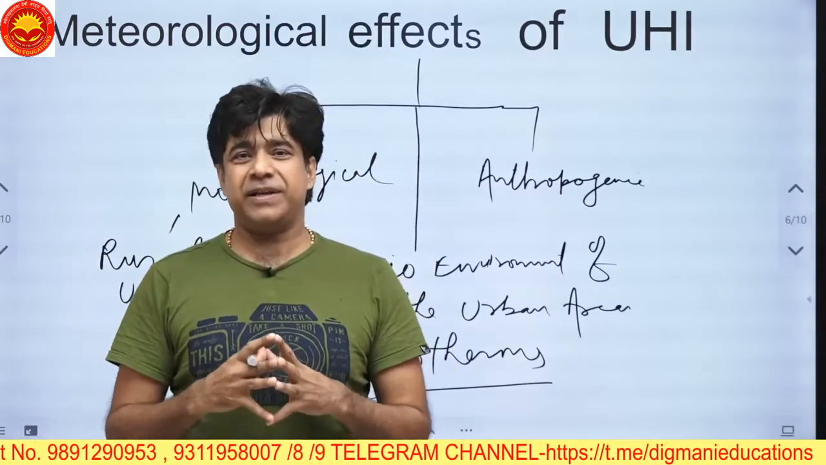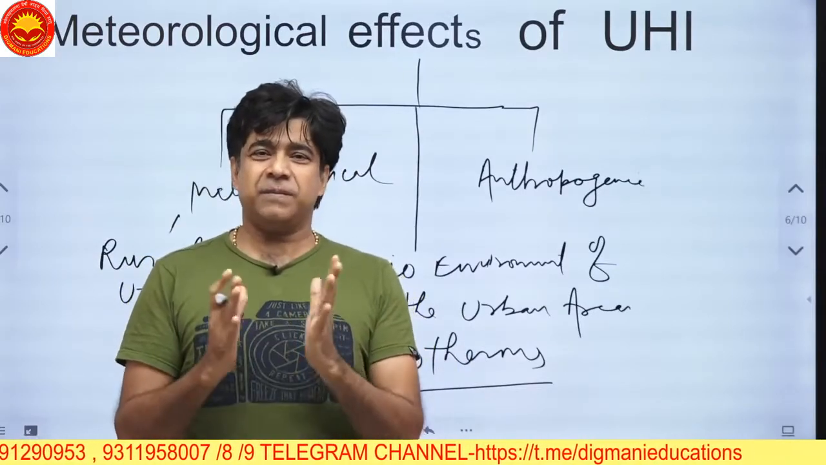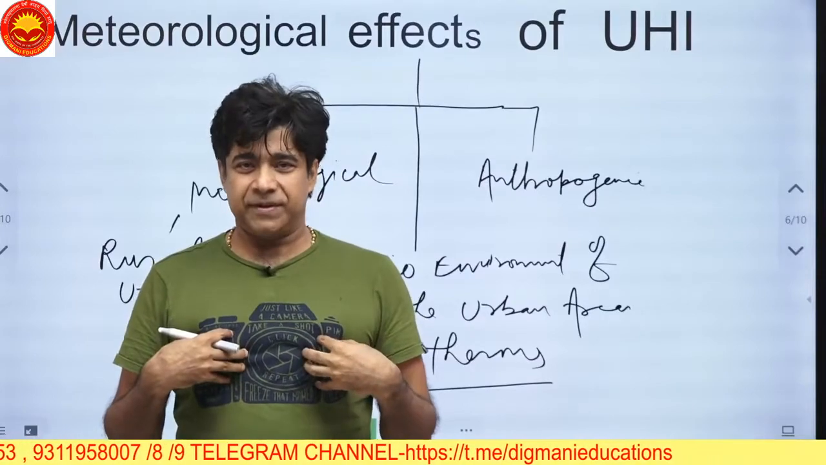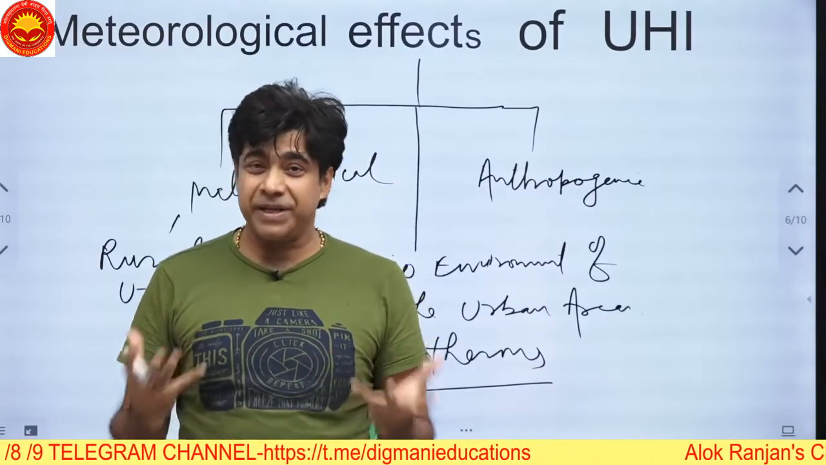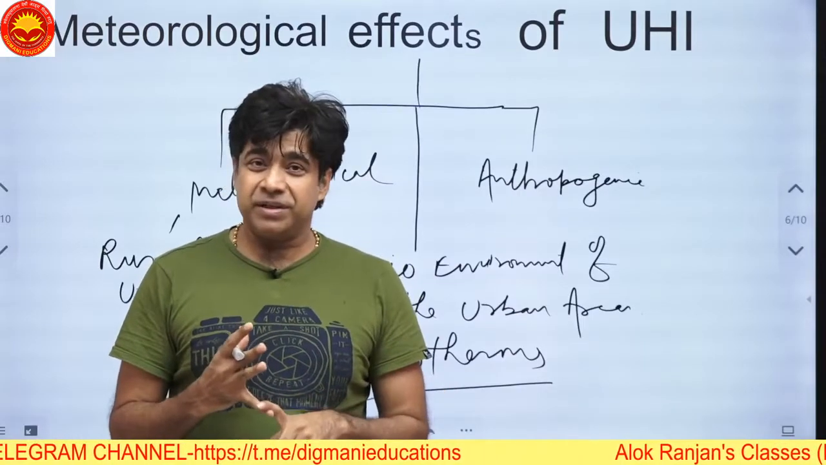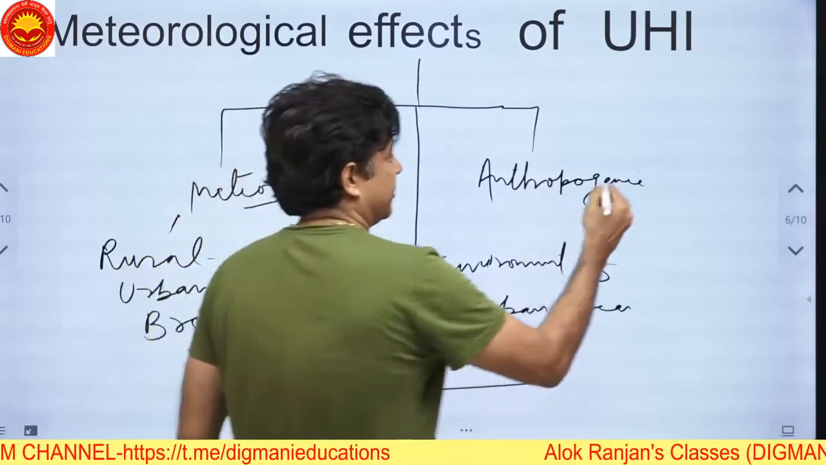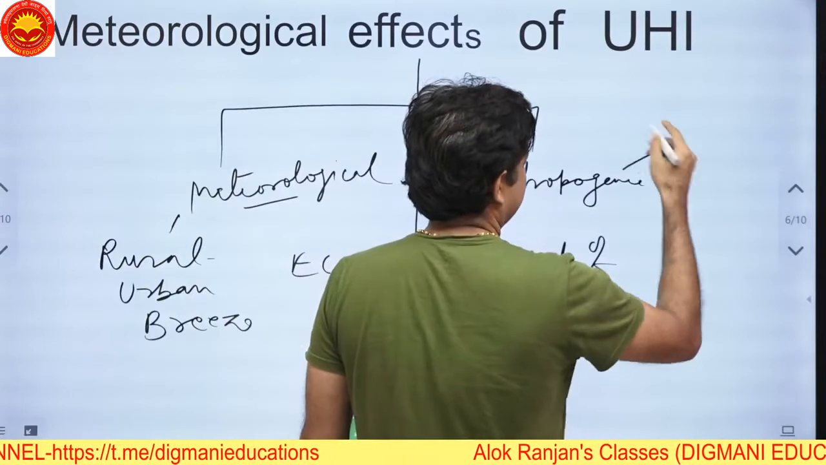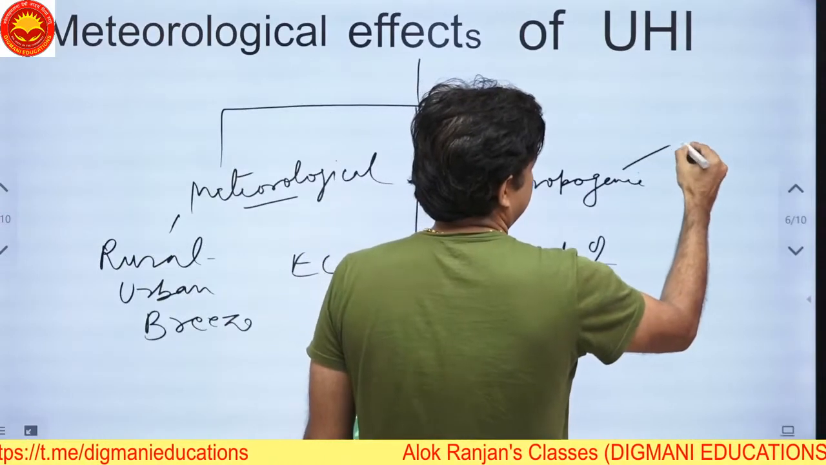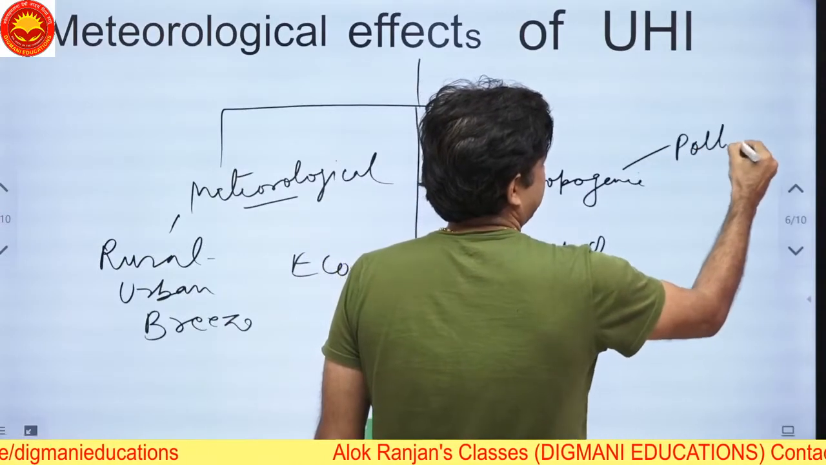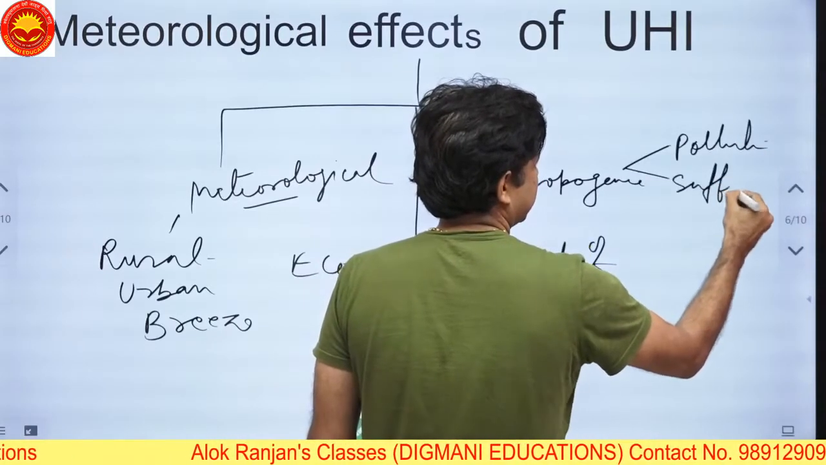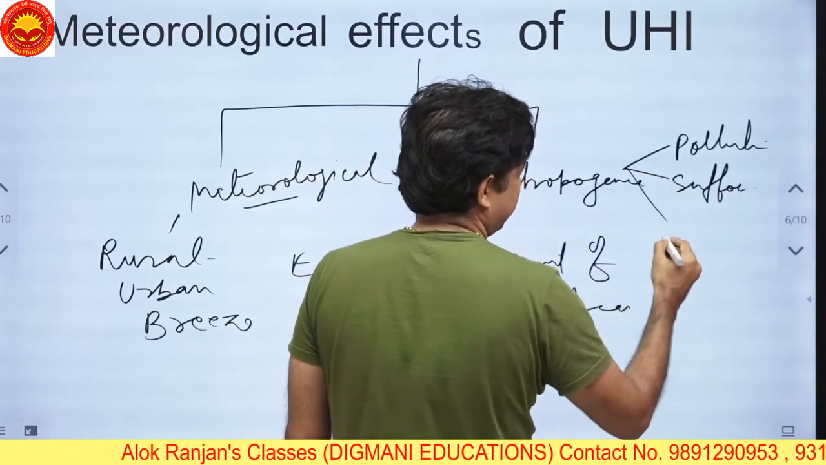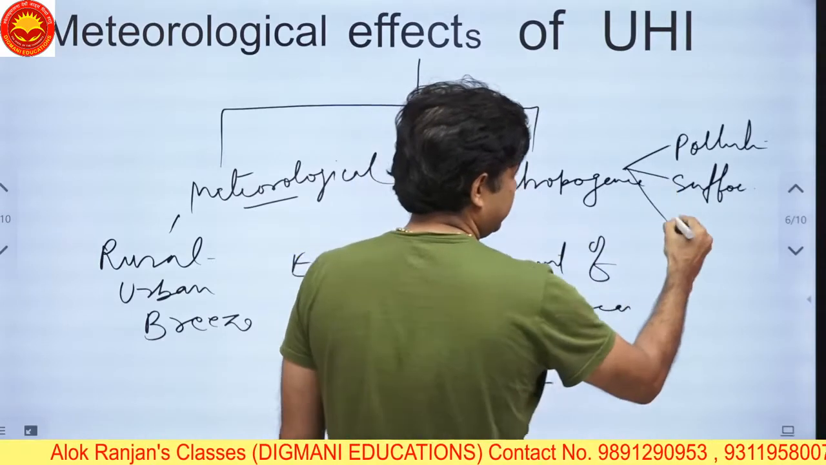Then we have this important part, as well as the easiest part: how urban heat islands are affecting us humans. So we humans are affected in different ways. Pollution is one problem. So we have pollution of different types, and then we have a suffocating environment. We have respiratory problems.